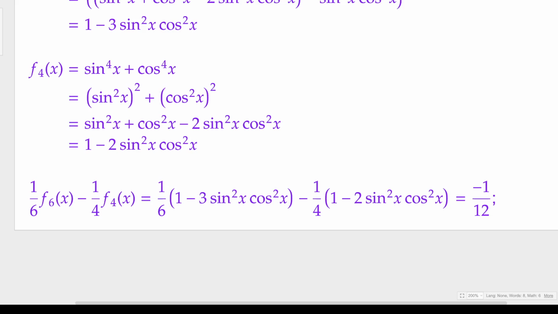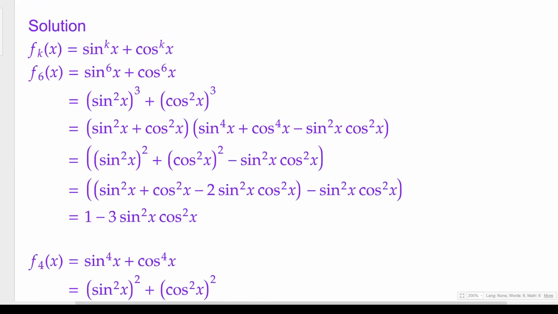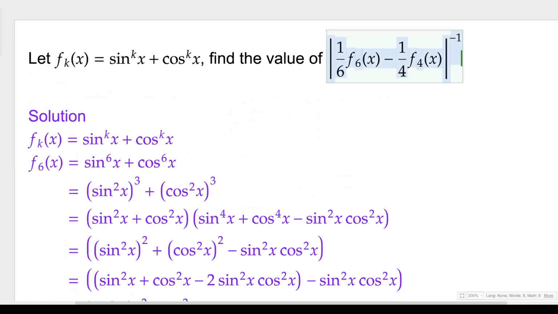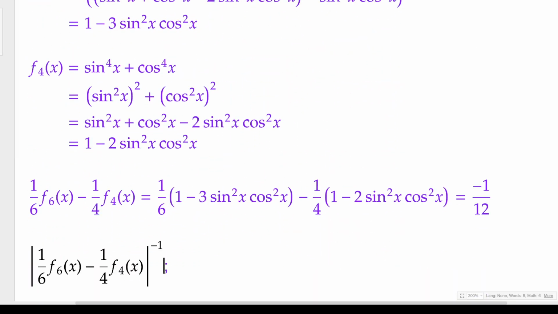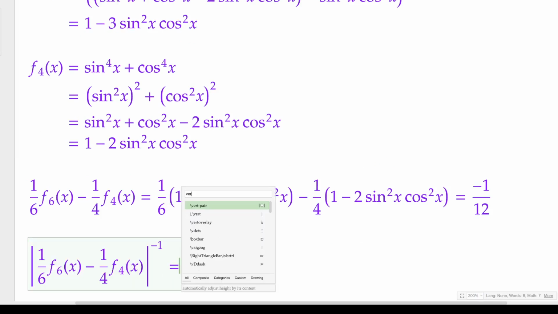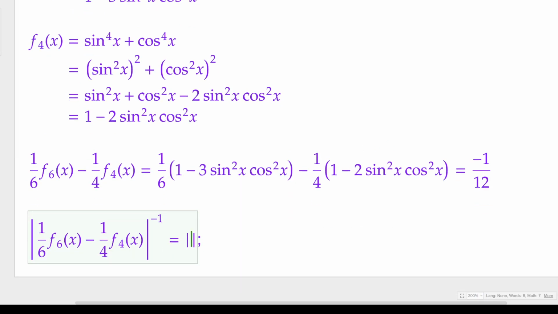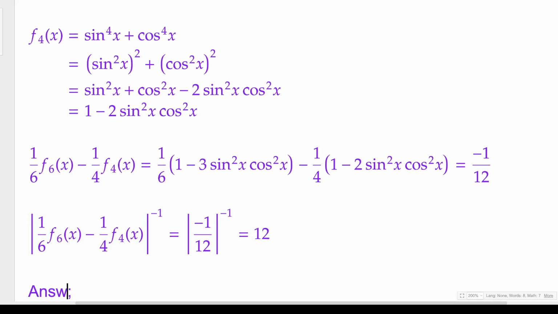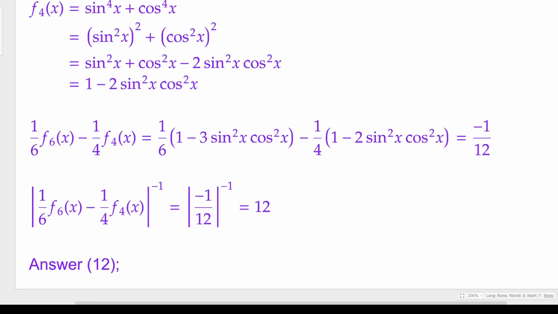negative 1 over 12. Now for the final answer, we need to compute this entire thing within the inverse part, right? So this value is something that we already know, so we need to take the absolute value of this, and then perform the inverse operation, right? So this will result in 12. So 12 will be the answer for this problem statement.